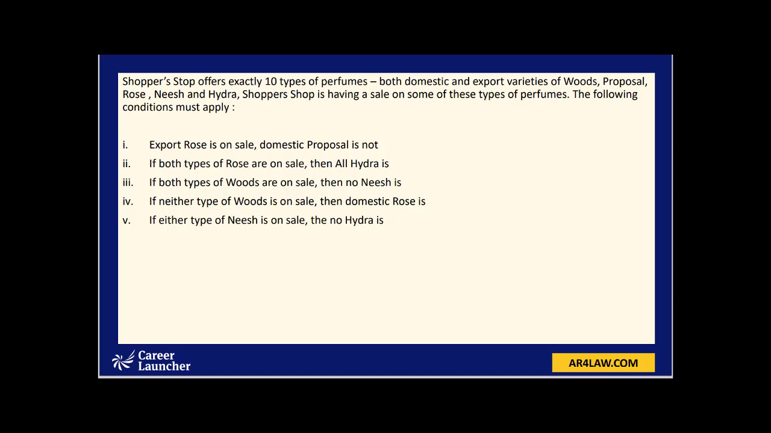Now, in this question, we were given a Shoppers Stop, which offers exactly 5 types of perfumes, which are Woods, Proposal, Rose, Niche, and Hydra. And in each type of perfume, there are two varieties. One is the domestic, another is the export. And there are some restrictions as to the sale of these perfumes.